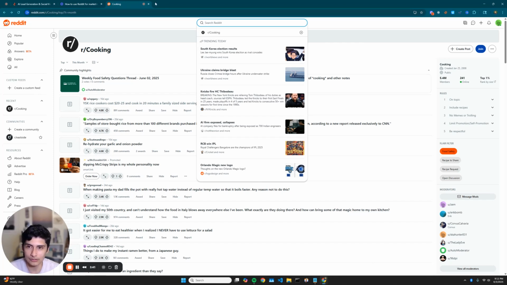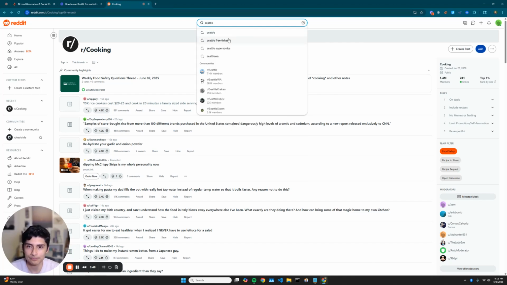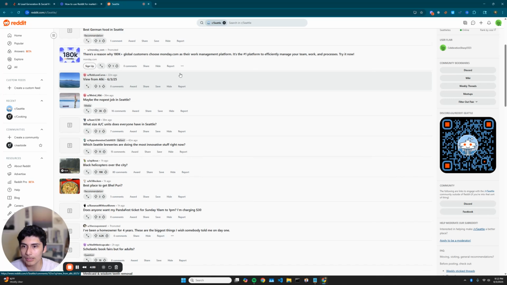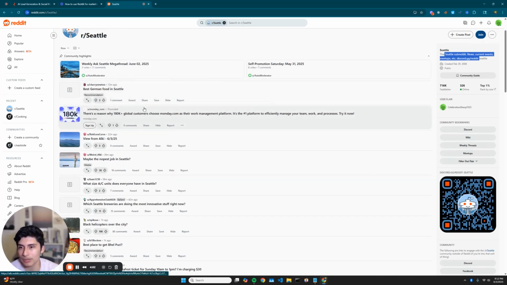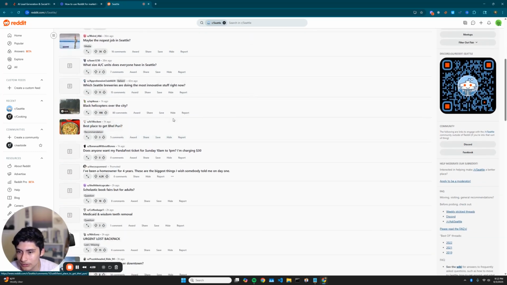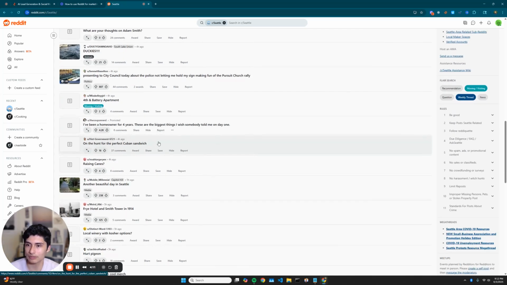In this case, I am going to use Seattle as an example since I live in the Seattle area. So the first one is Seattle. Easy enough, right? r/Seattle. It's all about Seattle. There's 716 members. You can see how many people are online. In this subreddit, there's pretty much just about everything, right? There's people looking for the best German food in Seattle, people who are looking for what AC units everyone gets, a lot of different Seattle-specific items.